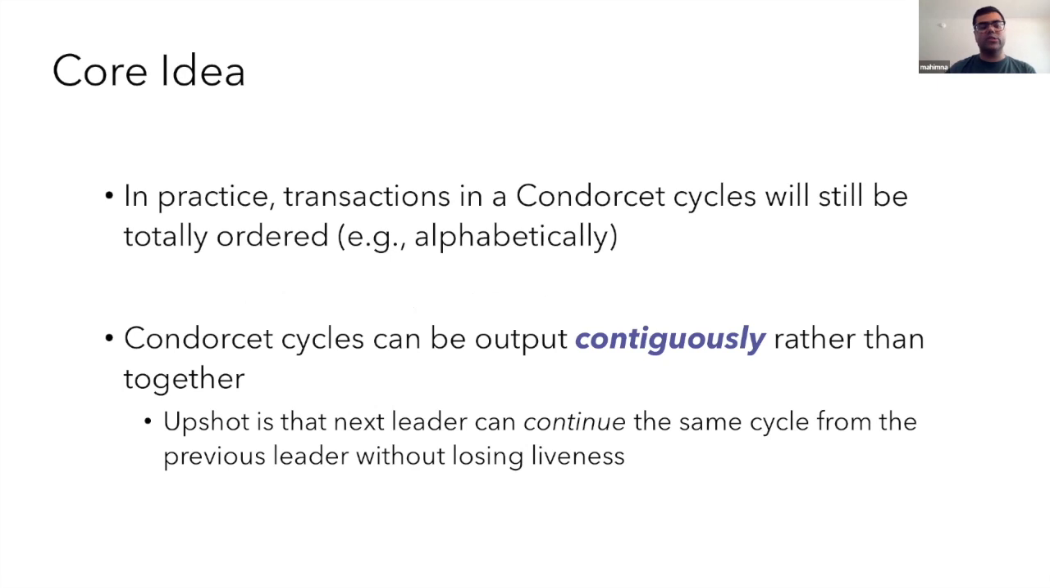Something that Aequitas proposes is to do it deterministically, like alphabetically. But one key observation we make is that in practice, it might not be terrible to output these cycles contiguously rather than together. And this leads to a powerful observation, which is that the next leader can continue the same cycle from the previous leader without really losing any liveness. And this is what we do in our protocol, and it provides comparable efficiency to standard permissioned protocols.